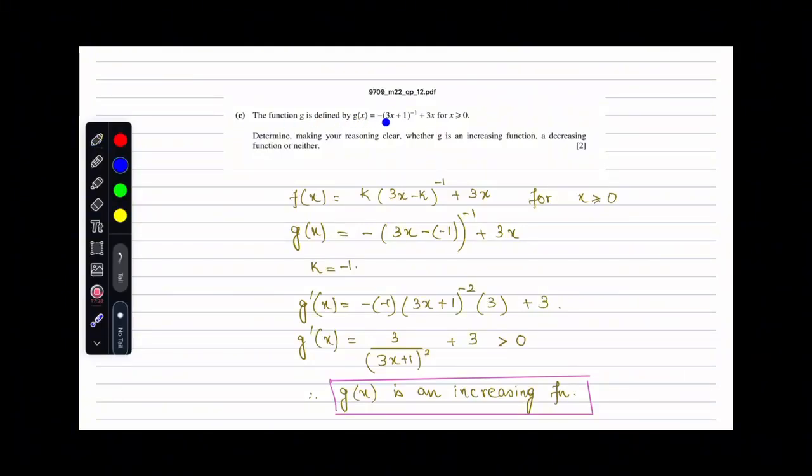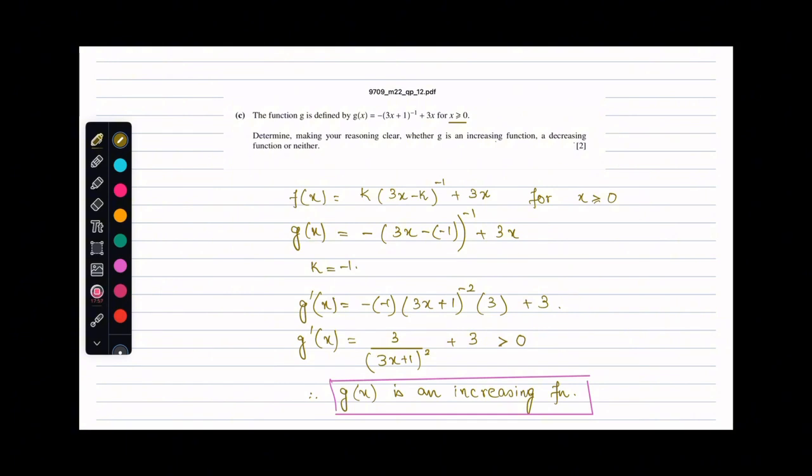The third part of the question says that the function g is defined by g of x equals negative (3x plus 1) to the power minus 1 plus 3x, for x greater than or equal to 0. So determine, making your reasoning clear, whether g is an increasing or a decreasing function, or neither. Again, it's a 2-mark question, so not a lot of working should be required here.